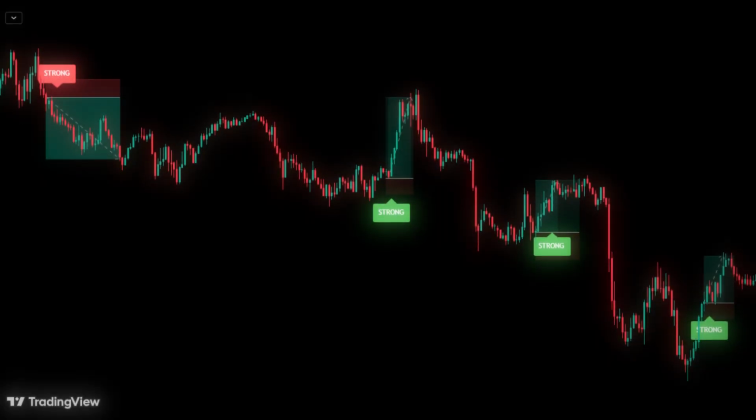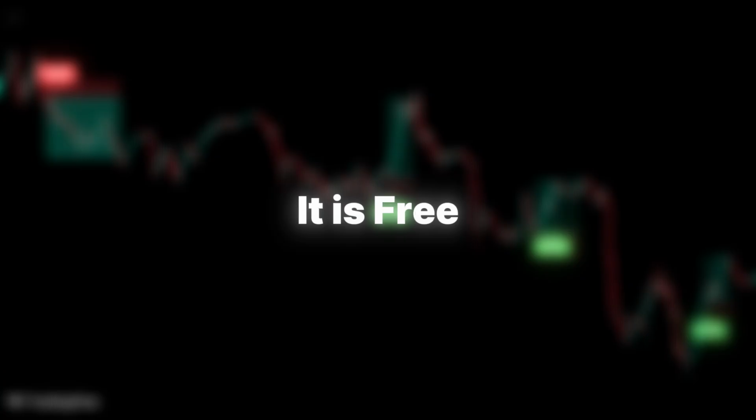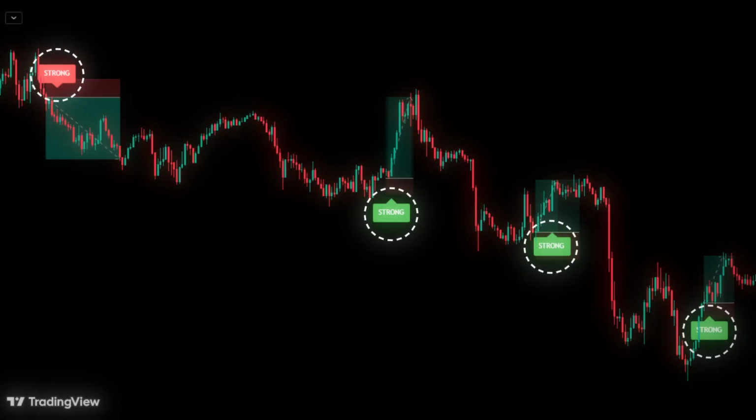This is the most accurate buy and sell signal indicator on TradingView. It is free, and when you use it with the right settings, it can give you a win rate of over 90%. And I am not pulling that number out of thin air. Stay till the end because I will show you the proof, trade by trade.